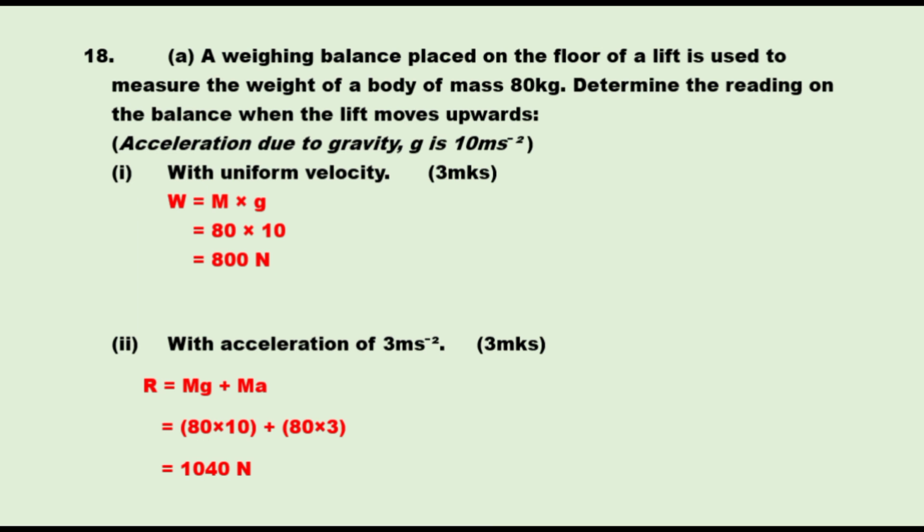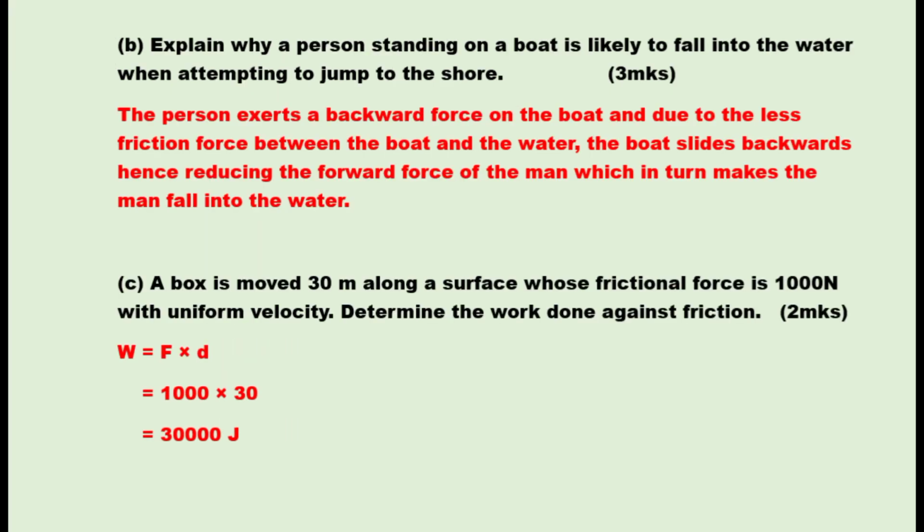Remember, if the acceleration of the lift is equal to the acceleration due to gravity, in other words, if g equals a, then the body becomes weightless. The weight, the reaction, becomes zero. In other words, if g is equal to a, it means mg minus ma will be, it's like saying 10 minus 10, which will be 0. So that's what we're saying. If the acceleration of the lift and the pull of gravity are equal, then the body becomes weightless. Let's go to part B.